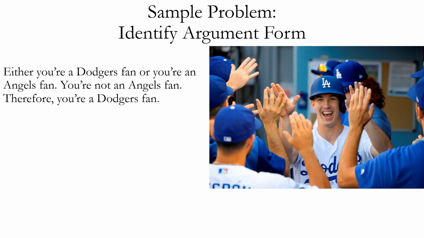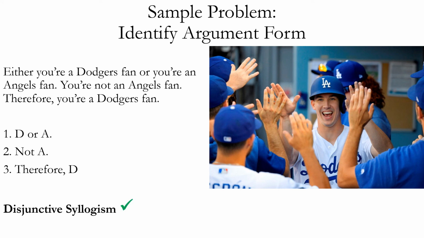Another sample problem. Either you're a Dodgers fan or you're an Angels fan. You're not an Angels fan, therefore you're a Dodgers fan. So what is the general logical form of this argument? D or A, not A, therefore D. So we only learned one logical argument form that uses the or as one of its premises. Do you remember what logical argument form that is? It's disjunctive syllogism, which is a valid argument form.